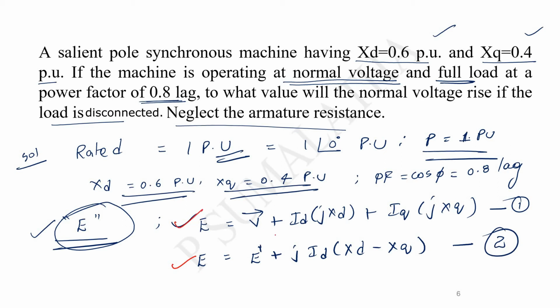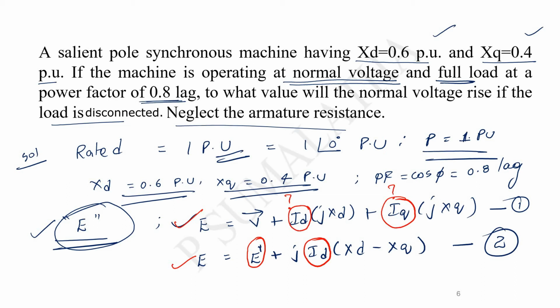Among these two equations, which one we need to choose to solve this numerical? Any equation you can go with. Only the thing is you should be in a position to get the unknown quantities. What is the equation for Id and what is the equation for Iq, whether we are able to get these values or not. That is the first thing we need to think. And coming to the second equation, here also we have two unknowns: the internal voltage of the generator E dash, and the direct axis current Id. So again you need to recall the equation for Id.